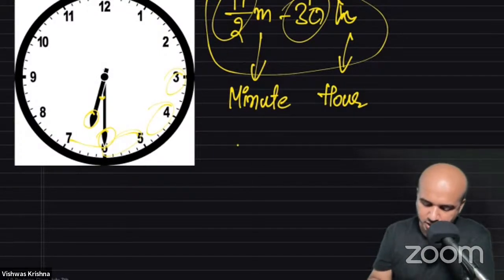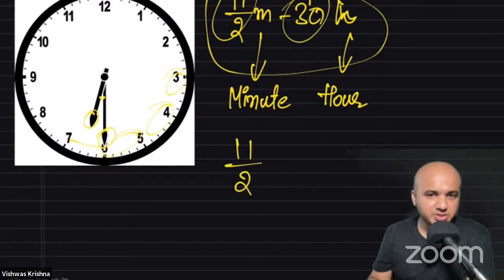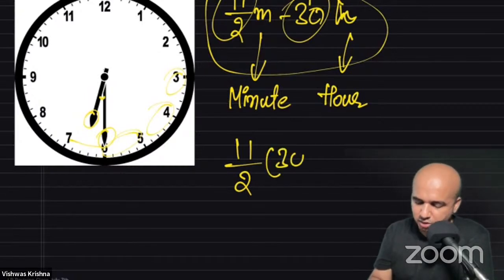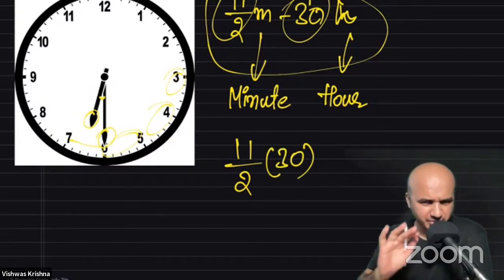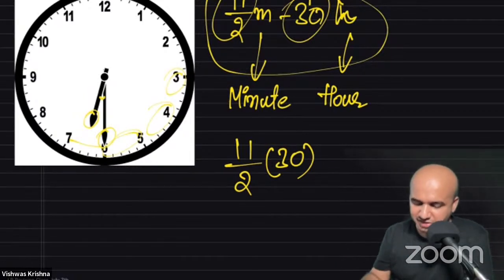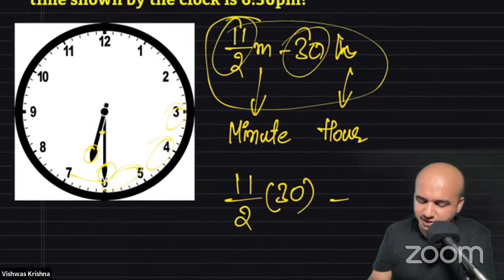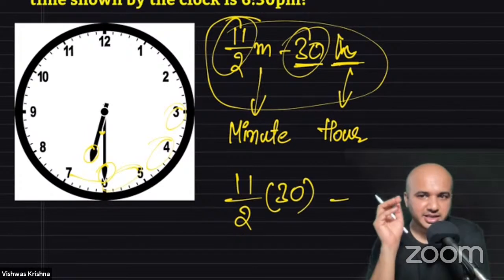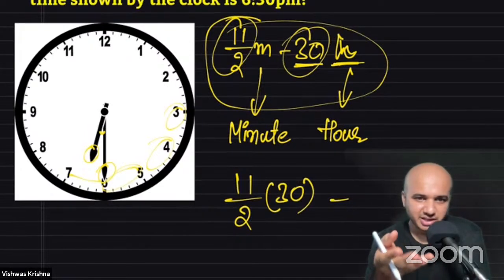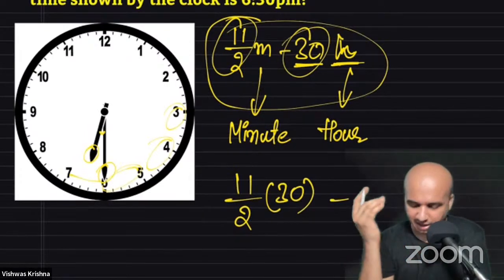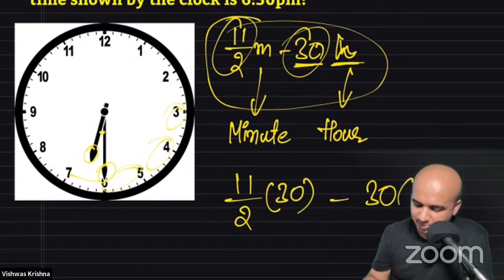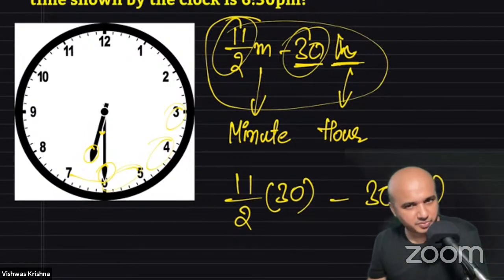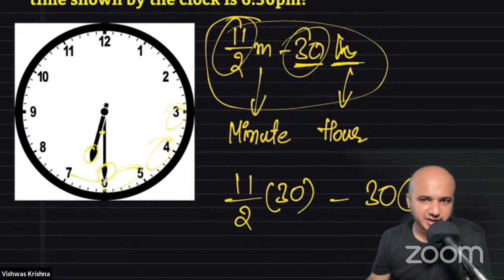11 by 2, m stands for minutes. It is 30 minutes past 6 o'clock, so I will write 30 here. I hope it makes sense. Minus, according to the formula, it is 30, which is a constant, by the way, into h. Now, which hour is this? That's the easier part here. We know it's 6:30. If it is 6:30, it's obviously the sixth hour. So 30 multiplied by 6. That's all. If you do the math, you'll definitely get the answer.